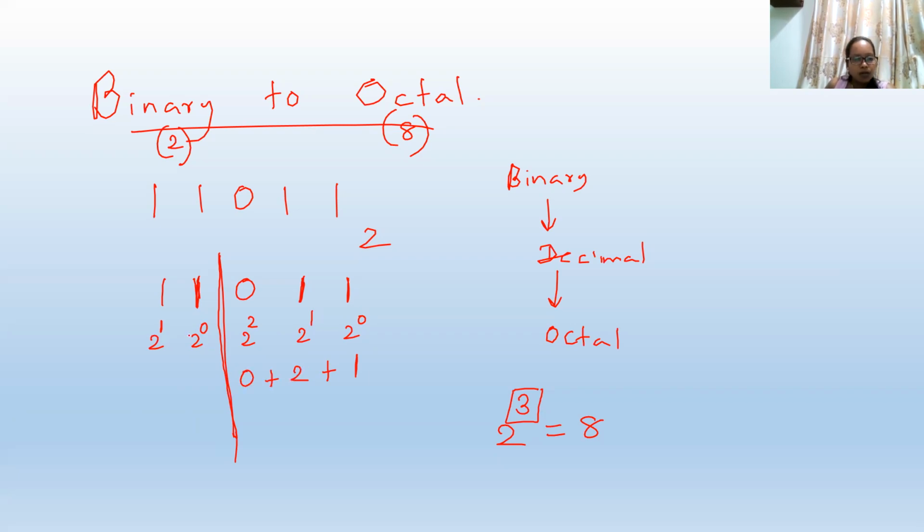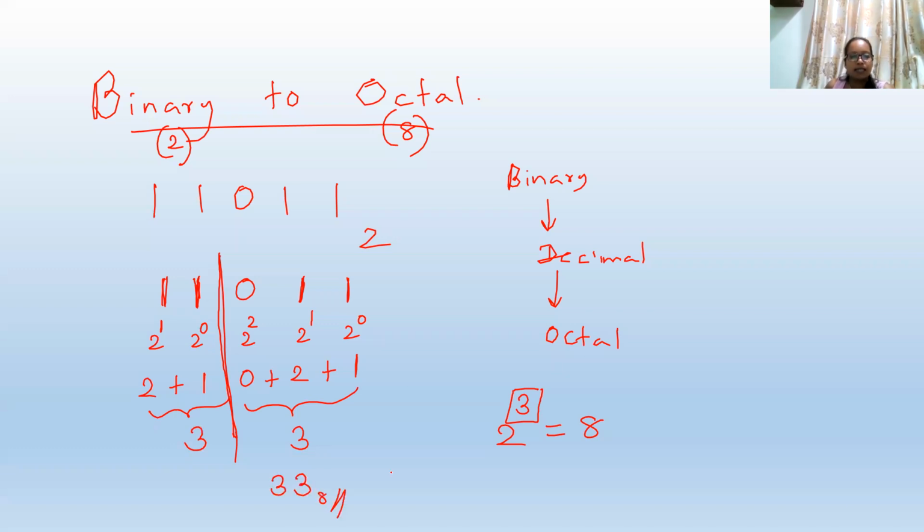Again 2 to the power 0 is 1. 1 into this one is 1. 2 to the power 1 is 2. 2 into this one is 2. Then separately you have to add those parts. This is 3. This one also 3. So the final answer is 3, 3.